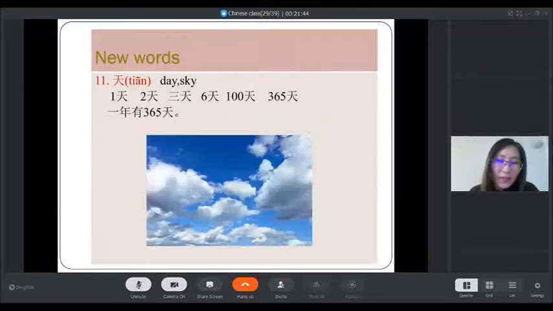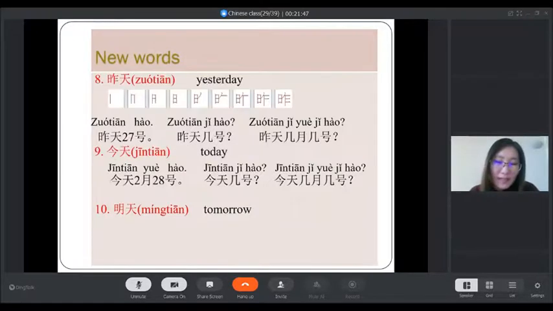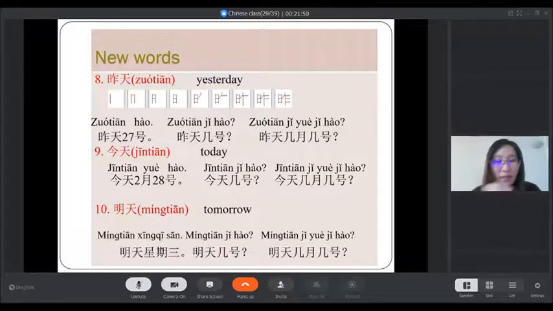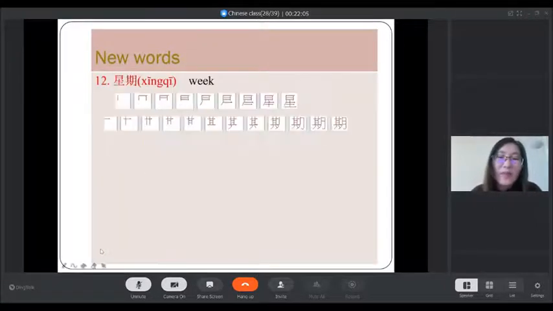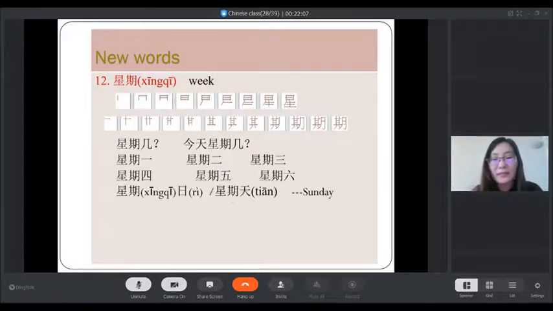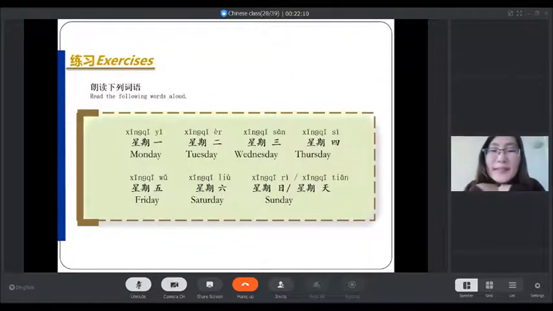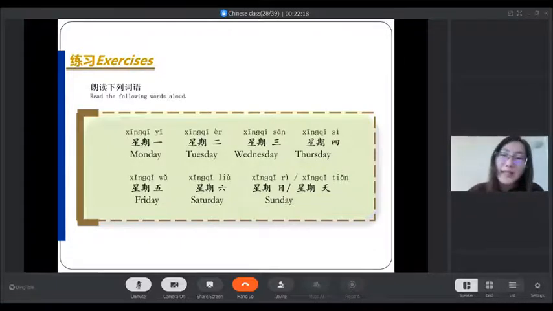Here again, if I say 明天星期三, that means tomorrow is Wednesday. For example, if I say 今天星期二, that means today is Tuesday.